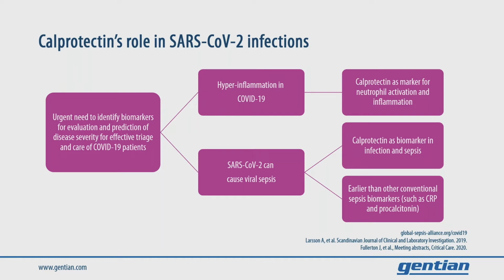Interestingly, in COVID-19 patients, the hyperinflammation response and neutrophils are activated, and SARS-CoV-2 can even lead to viral sepsis, which involves some of the same pathways as bacterial sepsis, the pro-inflammatory receptors Toll-like-4 and RAGE, which, as I mentioned in the beginning, are also target of calprotectin. Therefore, calprotectin can, in this unusual viral infection, also serve as a neutrophil activation and early inflammation marker, similar to its diagnostic value in bacterial infections.